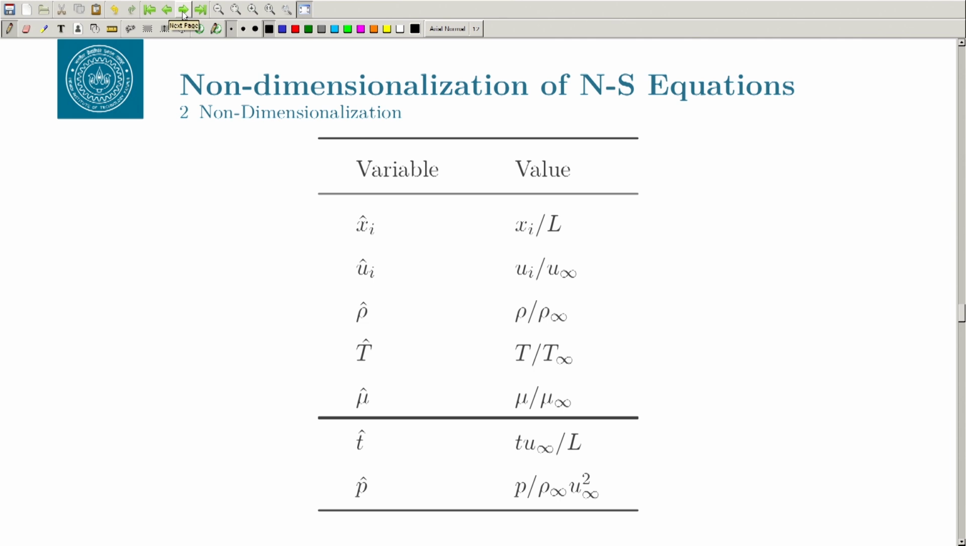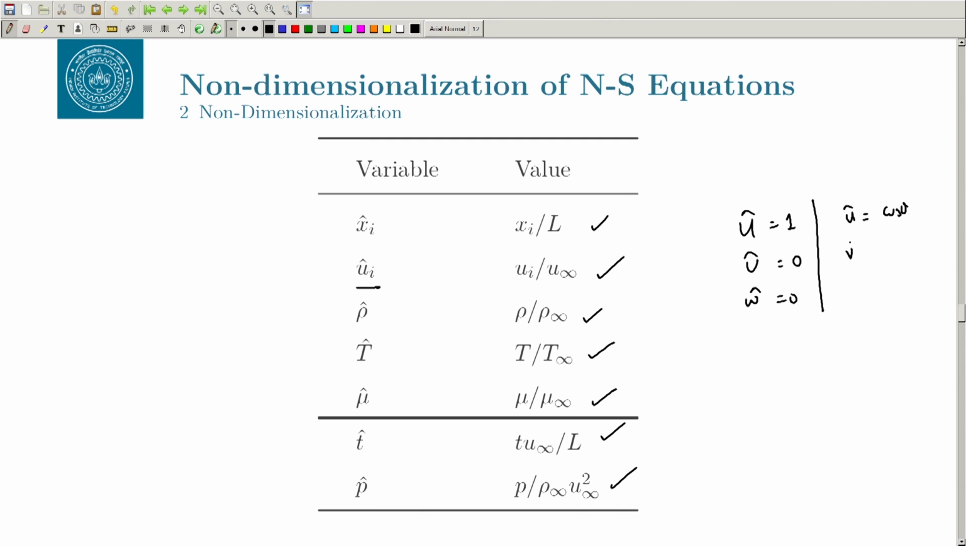Once you derive that, these are the hat quantities that I have written here: x i by L, u i by u infinity, rho by rho infinity, T by T infinity, mu by mu infinity, t u infinity by L, and p by rho infinity u infinity square. Remember, u i is a vector quantity. Depending on the flow direction, you will have u hat equal to, let us say, 1, v hat equal to 0, w hat equal to 0, or if you have an angle of attack, then u hat will be cos theta, v hat will be sin theta, and w hat will be 0 or something like that.